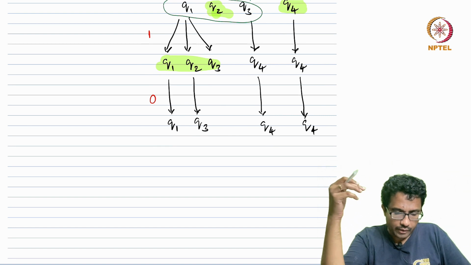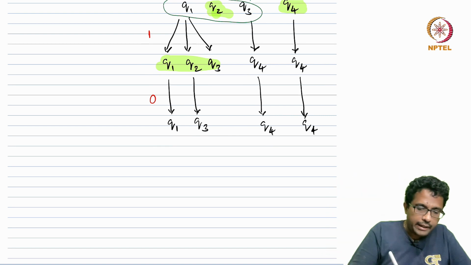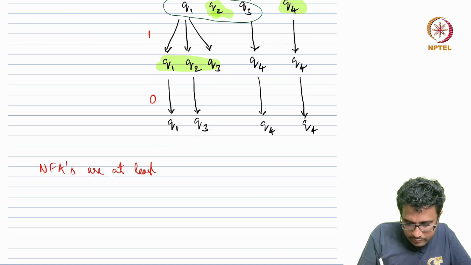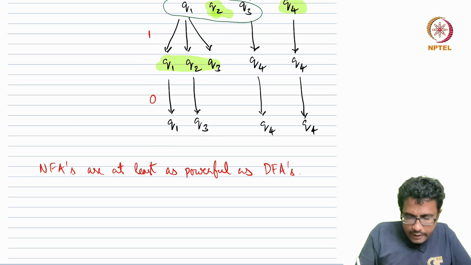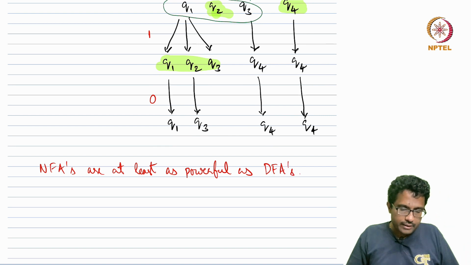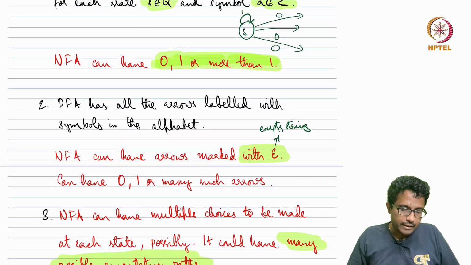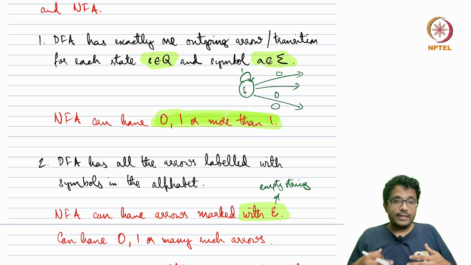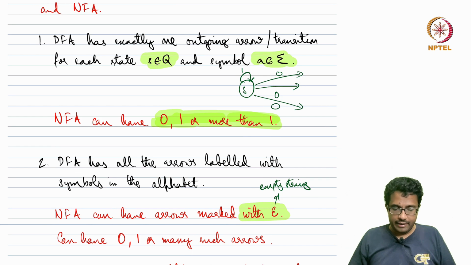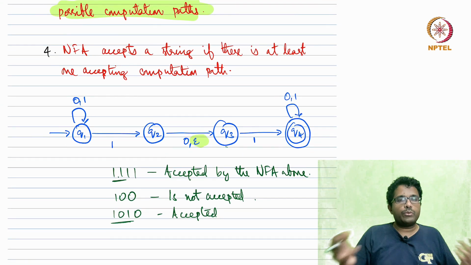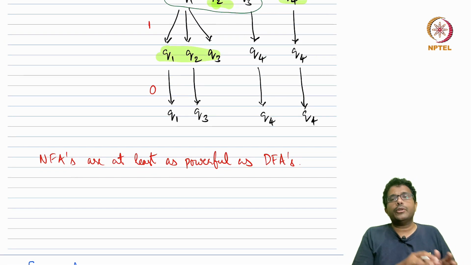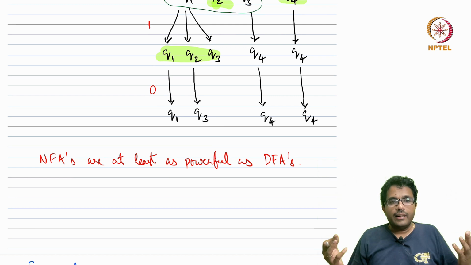So it must be clear now that NFAs are at least as powerful as DFAs. Right, because of the things that we said, there are three things in fact. One is that you could have multiple outgoing arrows or zero outgoing arrows. The second thing is that there could be epsilon transitions, which transition on an empty string. And the third thing is that you accept if there is at least one way to accept. So anything that you can do with a DFA, you can do with an NFA, because the DFA itself is an NFA, right?